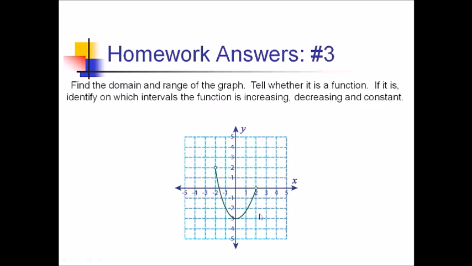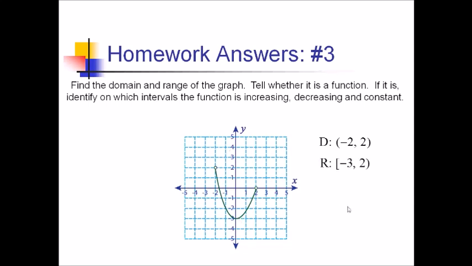For the domain on number 3, we're going from -2 on the left to +2 on the right. Those are both open dots, so we're going to have to use parentheses instead of brackets for that. For the range, we're going from -3 at the bottom to +2 on top. At the bottom, -3, that's solid, so we're going to have a bracket on -3 and a parentheses on 2 at the top.